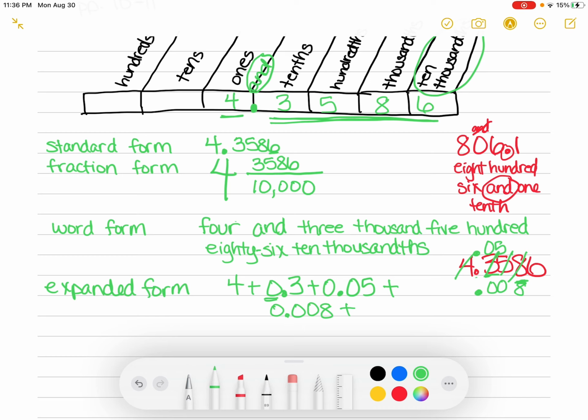Now the last one is my 6. So for that one, I need, how many places were after the decimal point? I'm going to have 1, 2, 3, and then the 6. So when I write this, I'm going to put decimal 1, 2, 3, 3 zeros, and then the 6. And that's my expanded form.